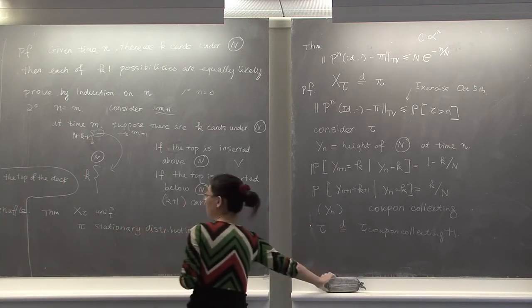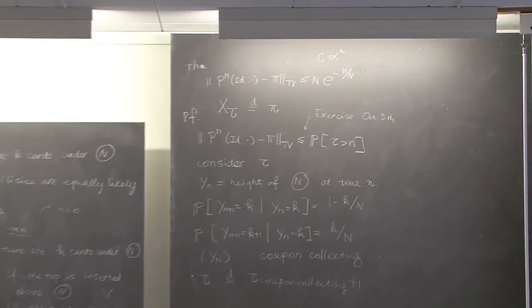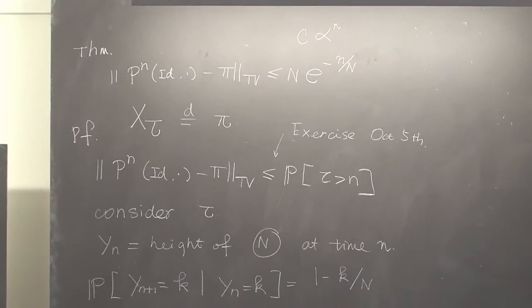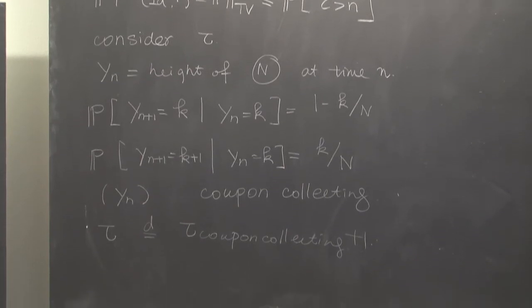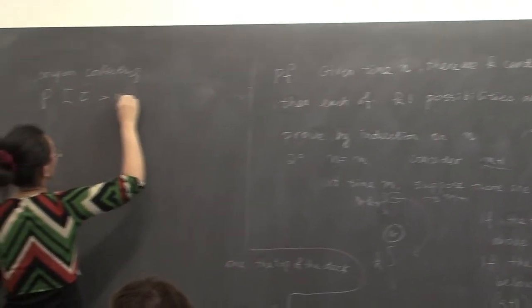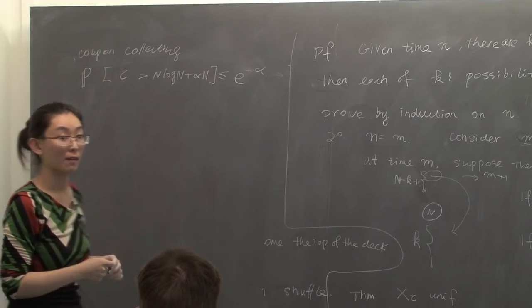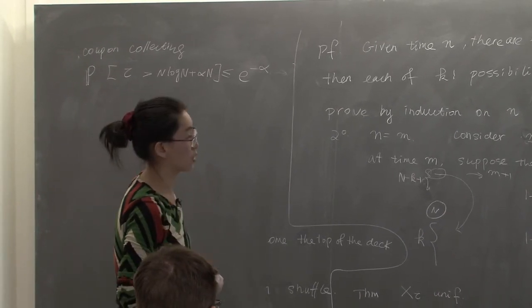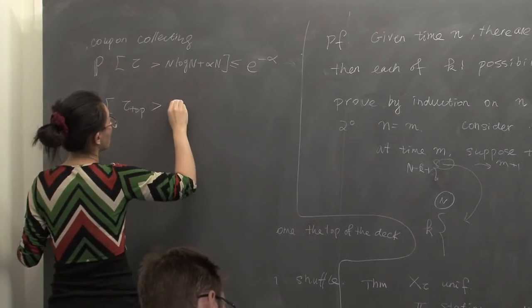And in the coupon collecting model, we showed that for the coupon collecting time tau, the probability that it is greater than n log n plus alpha n is less than e to the power minus alpha. This is for coupon collecting. This is what we proved in the first lecture. And now we have just shown that this time tau top has the same law as the time in coupon collecting. So this tells us that for this time tau top, we have the same estimate.